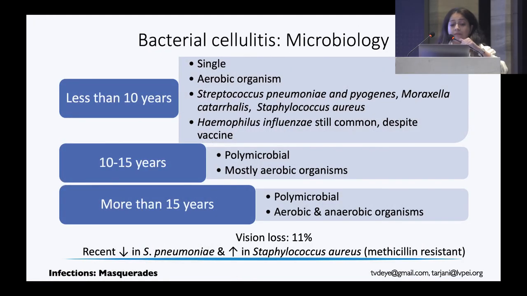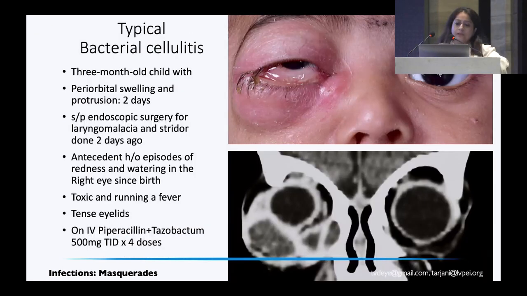What I have learned over the past few years is that children typically tend to have a single organism, bacterial cellulitis, largely aerobic. Strep used to be the most common, but now staph is taking over. Versus adults, as they grow up, you tend to get more polymicrobial infection, so your antibiotics have to be targeted. You tend to see more anaerobic organisms. And vision loss in orbital cellulitis is real. About 11% of patients have vision loss in the pure bacterial version of orbital cellulitis.